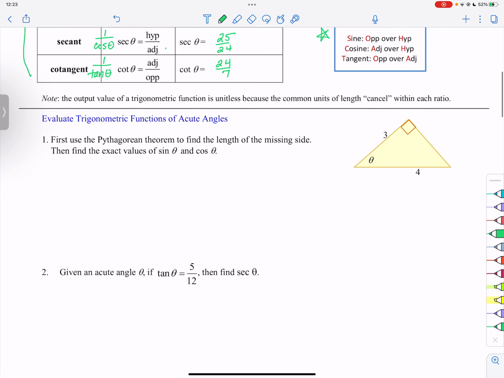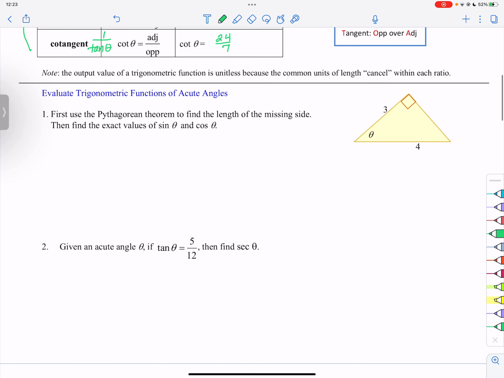Now, let's evaluate some trig functions of acute angles with some different triangles. Let's mark this triangle. Remember, opposite that right angle is the hypotenuse. Across from theta is the opposite. We don't know what that is, so I'm going to write x equals. And then this 3 is the adjacent. Okay, now what do we need to know about a right triangle?